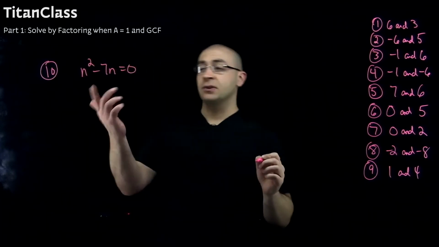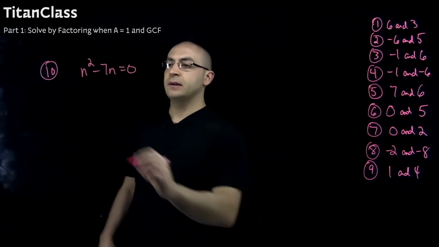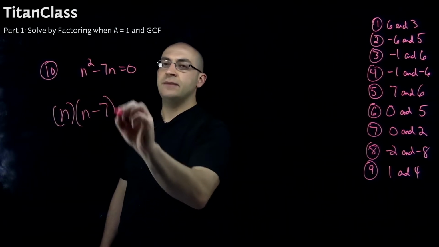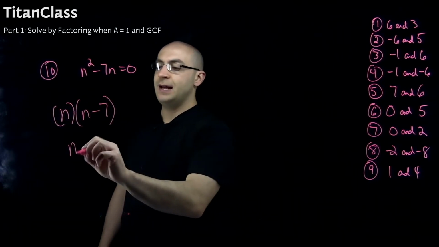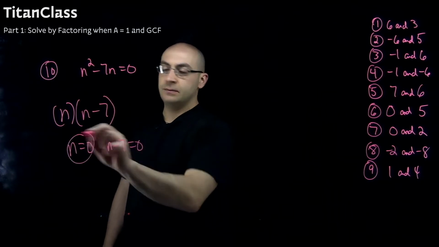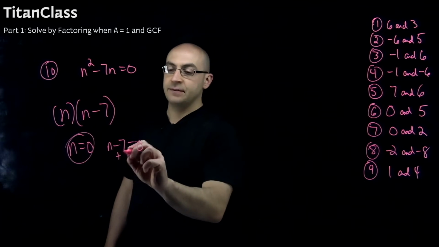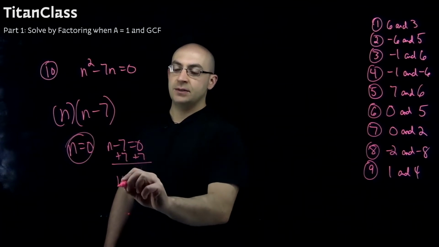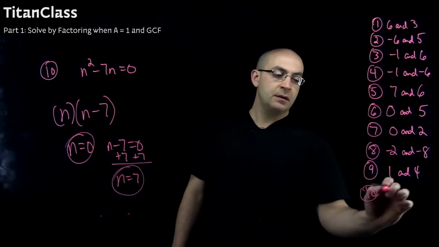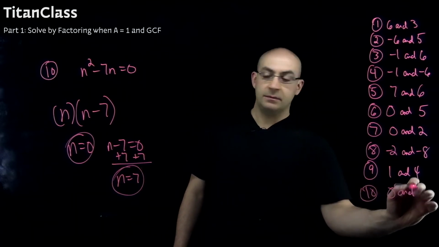So a is certainly 1 here, but we're GCFing. We're not area modeling because it's only 2 terms. n comes out and is by itself, and then we have n minus 7. So we're going to have n equals 0, and n minus 7 equals 0. So n equals 0 takes care of itself. Add 7 to both sides, and then n equals 7. So our values for number 10 are going to be 0 and 7.